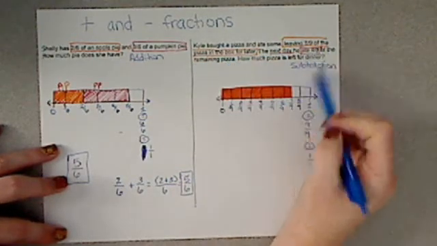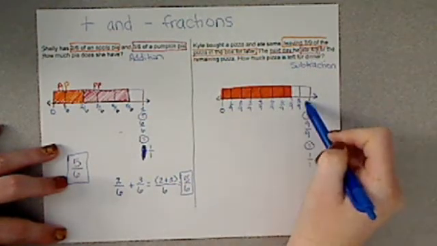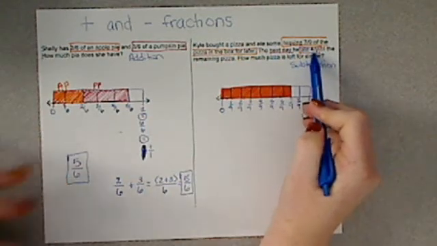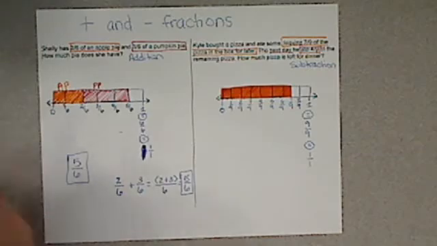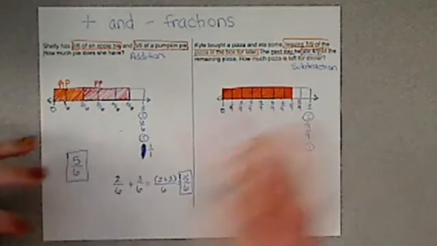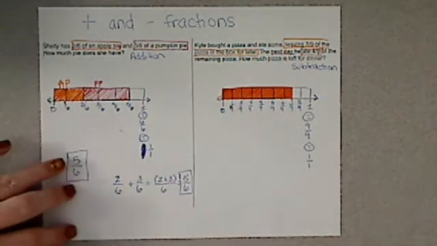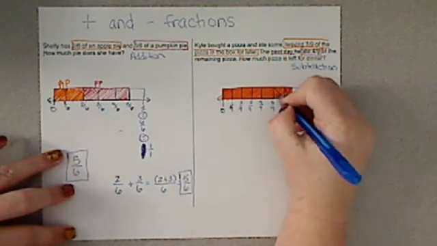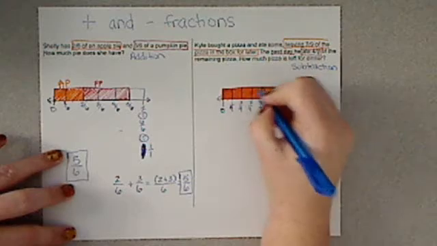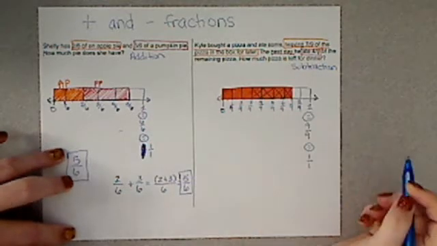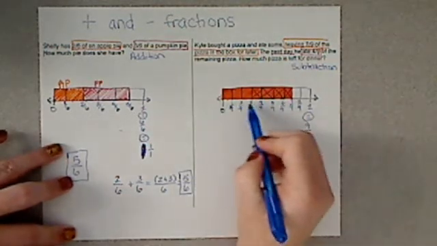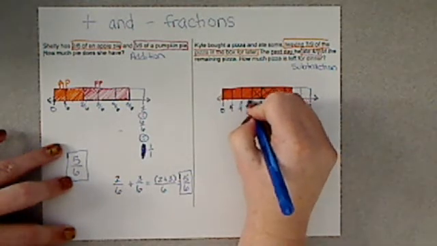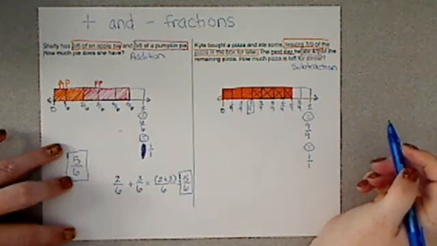So that means that out of the original 9, he had 7 pieces left. He ate 4 more. So that means that I need to cross out 4 of these pieces. So there's 1, 2, 3, 4. So that means that we have a remaining 3/9 of the pizza for dinner that night.